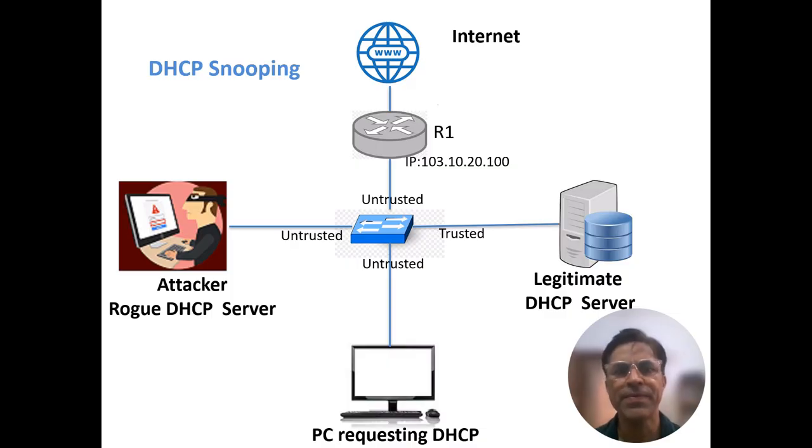DHCP spoofing can be prevented by implementing the DHCP snooping feature in a Cisco switch. In DHCP snooping, all the ports by default are untrusted ports. Untrusted ports are the ports which cannot provide DHCP offer messages. If a switch receives any offer message on any untrusted port, it will be dropped. Configure DHCP snooping trust on the uplink to the DHCP server. Do not configure it on the client's port.